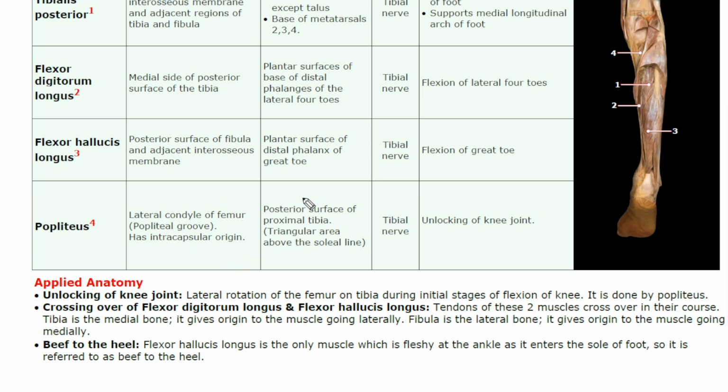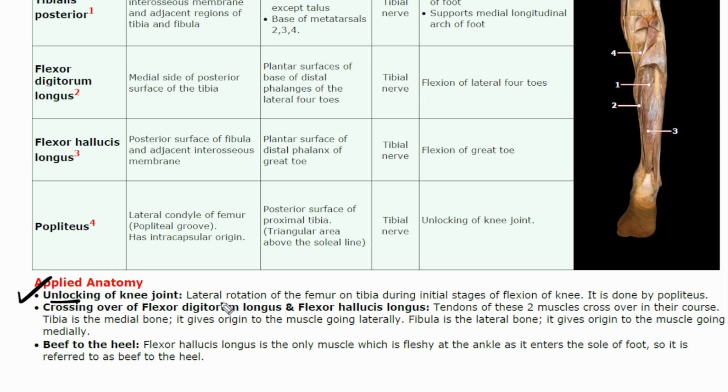Insertion is on the posterior surface of the proximal tibia. There is a triangular area above the soleal line where it inserts. Nerve supply is the tibial nerve. Action is unlocking of the knee joint. Unlocking is the process which takes place in the initial stages of knee flexion. So in applied anatomy also this is mentioned, unlocking of the knee joint.